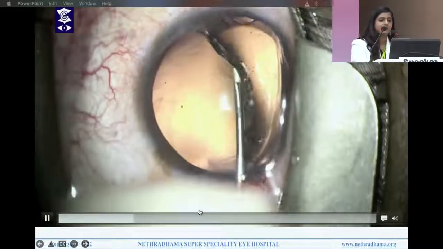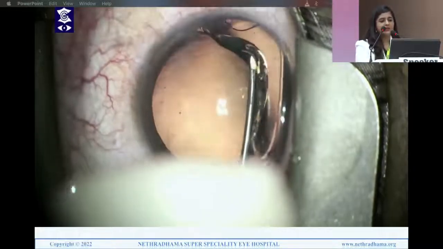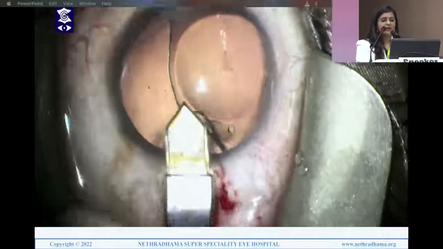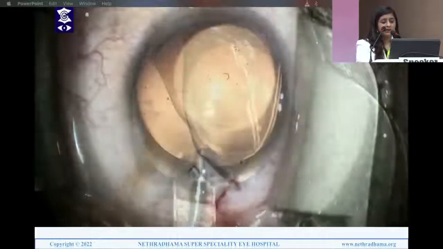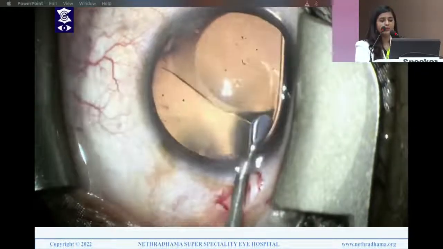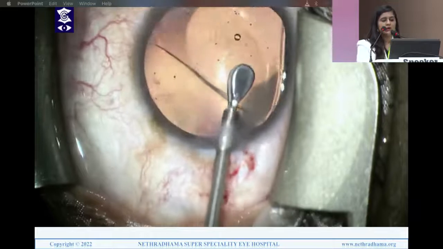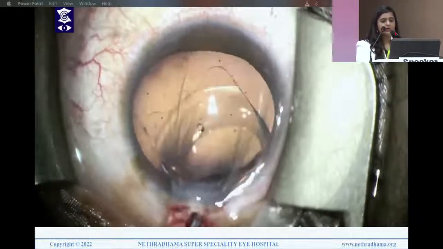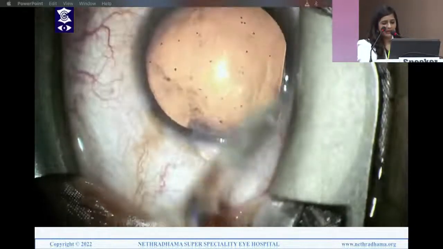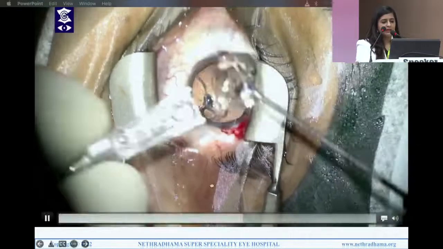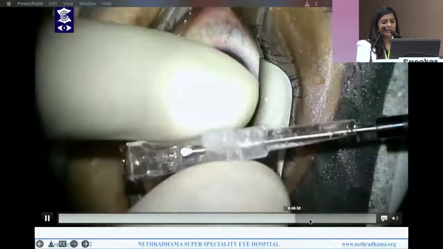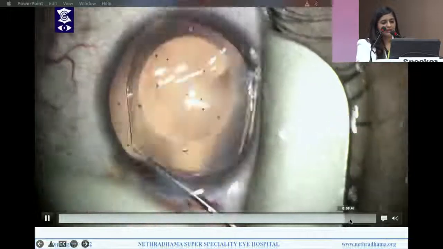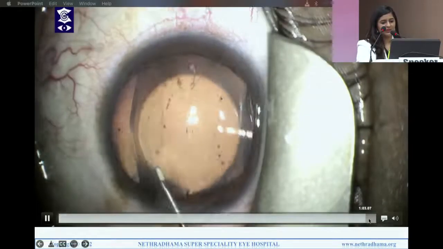So in this scenario, it's very tempting to try to flip the ICL in the AC, but never do that. Enlarge your incision, make it a trapezoid incision, and with your pull-through forceps, you can go in, grasp the ICL in the center, and with a twisting, pulling motion, just gently explant it, and then the same ICL can be reloaded and injected in the correct position. I'm just going to skip ahead. The same ICL is injected in the correct position, and so we end the case here.